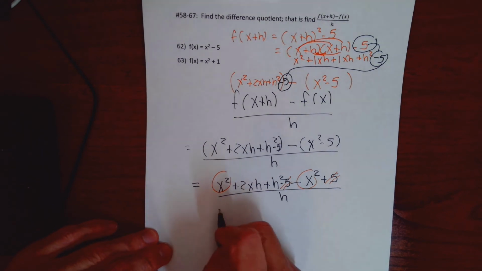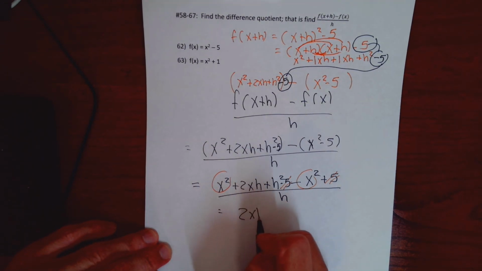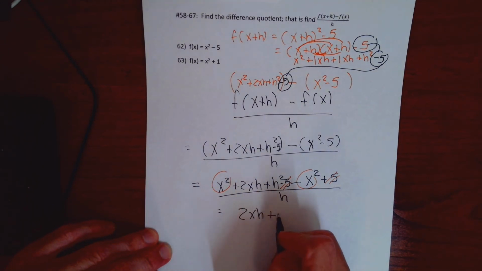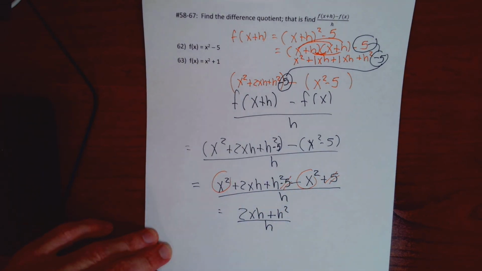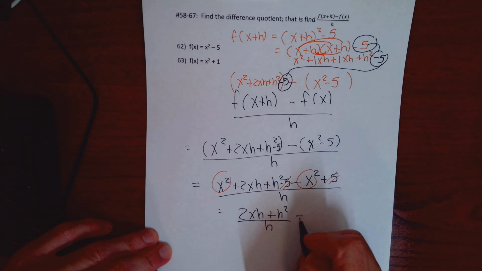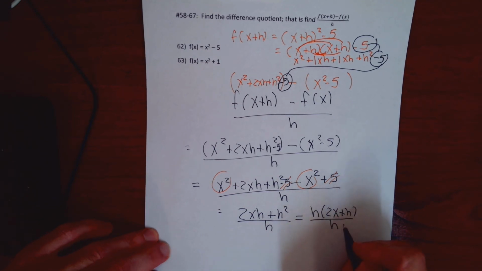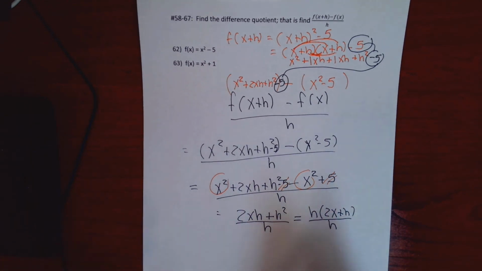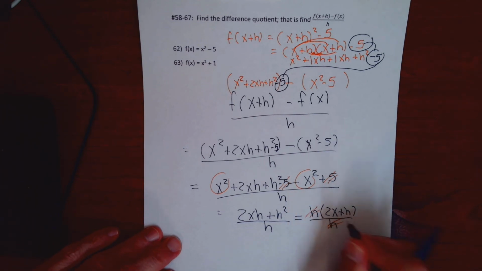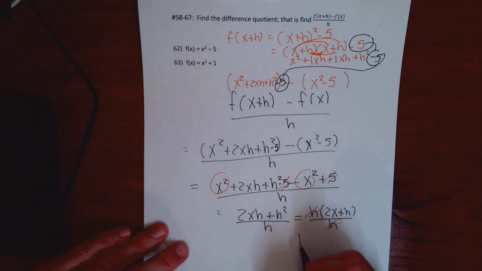So this difference quotient should be 2xh plus h squared over h. I'm going to factor out a common factor of h in the numerator and get 2x plus h. That's section 1.1 in intermediate algebra. Very important skill. And now I can cancel and get an answer of 2x plus h. In a calculus class, you'll plug in 0 for h.